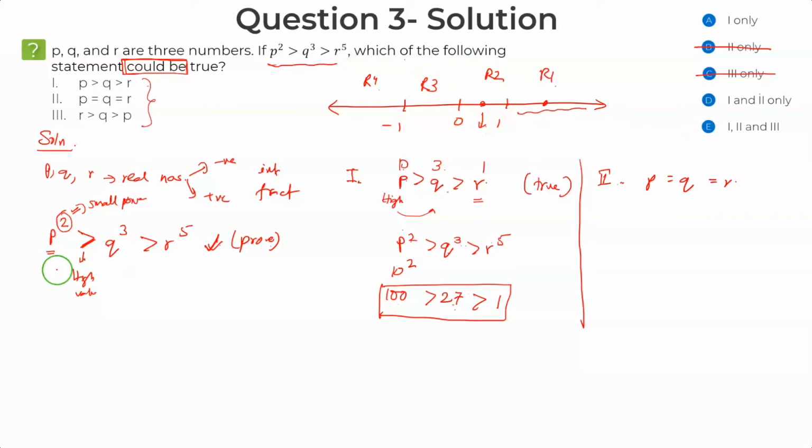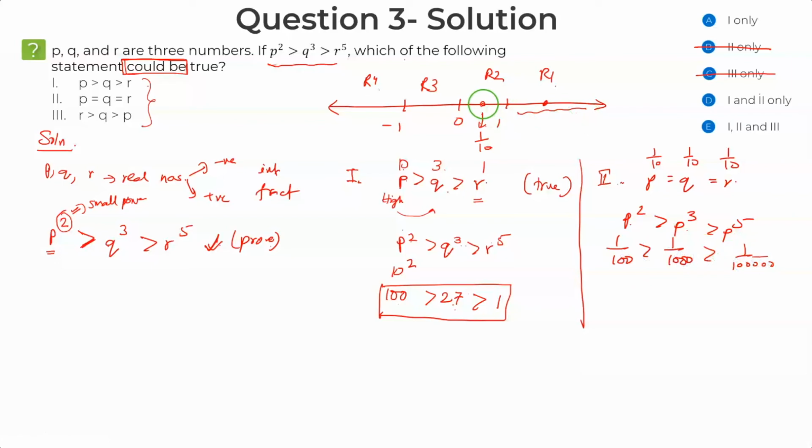And if they are equal, then they are technically asking me to figure out, is P square greater than P cube greater than P to the power 5? Which I can easily do. I can take the value as 1 by 10. If I take all of them as 1 by 10, then obviously 1 by 100 is greater than 1 by 1000 is greater than 1 by 10 to the power 5. Right? So notice how easy it was.